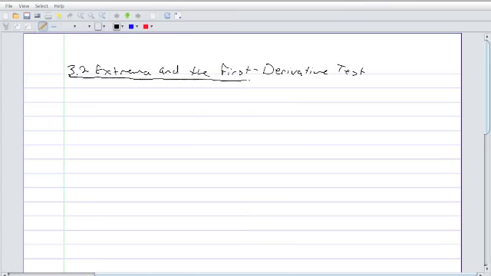So again, this is a continuation of 3-2 Extrema and the first derivative test. This will be example 1. Find all relative extrema of the function.